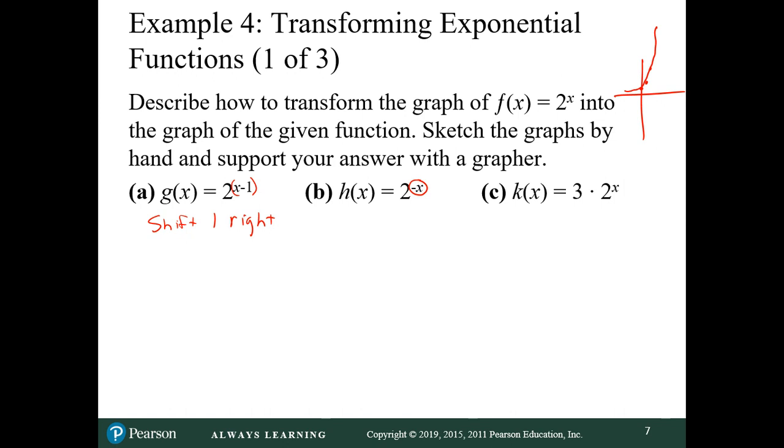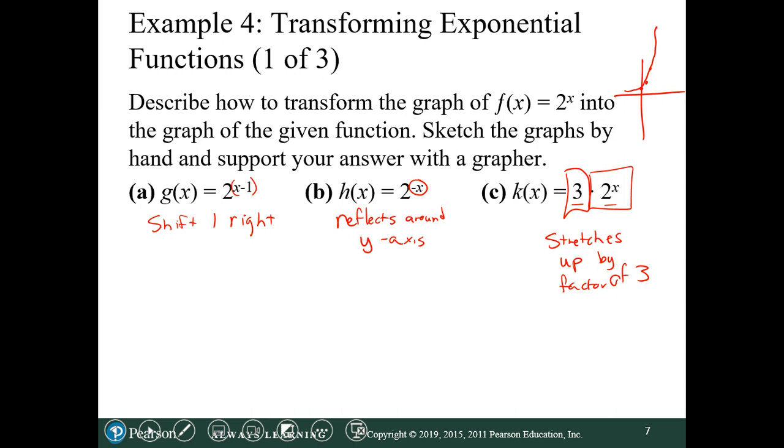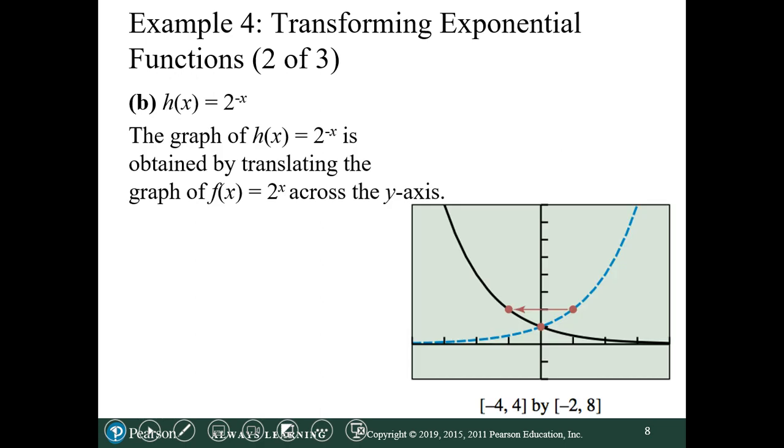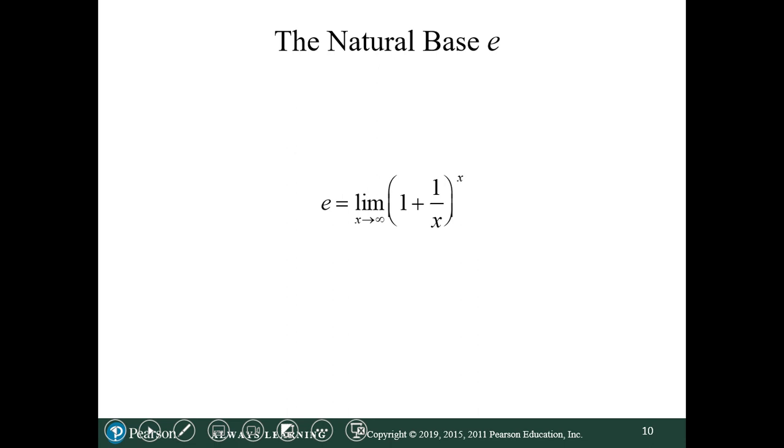What does 2 to the negative x do to it? Reflects around the y-axis. So then 3 times 2 to the x just multiplies 2 to the x times 3, so it stretches up by a factor of 3. Okay, and so we've talked about all those. Stretches up by a factor of 3.